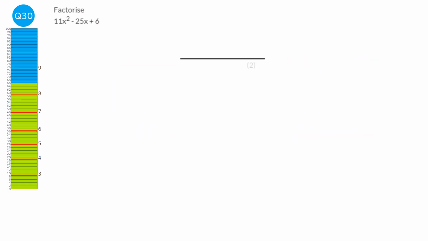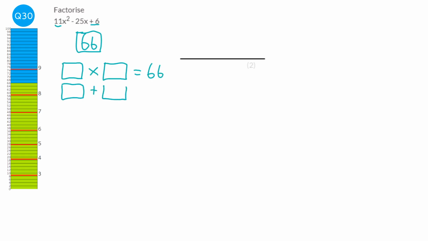So the first thing I'm going to do is look at the coefficient of the x squared, look at the number on its own at the end, and multiply them together. So 11 times 6, which is 66. And 66 is going to be quite a useful number, because what we're looking for is 2 numbers that times together to make 66. And we're looking for the same 2 numbers that add together to make the coefficient of the x, which would be minus 25.